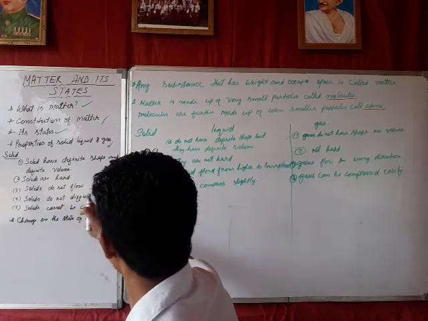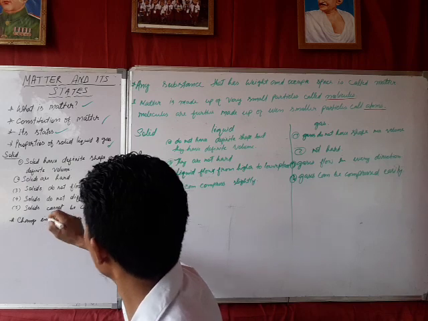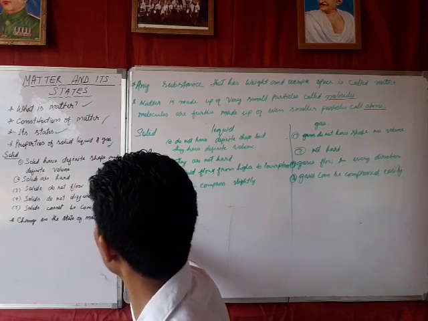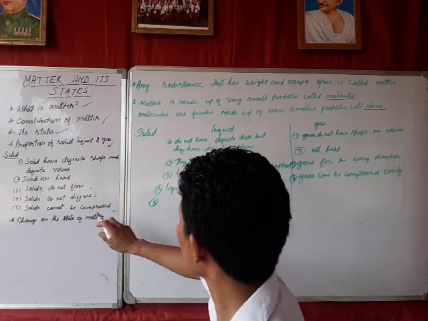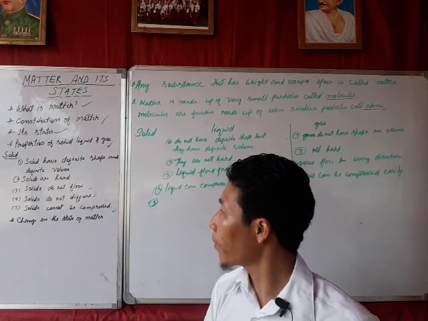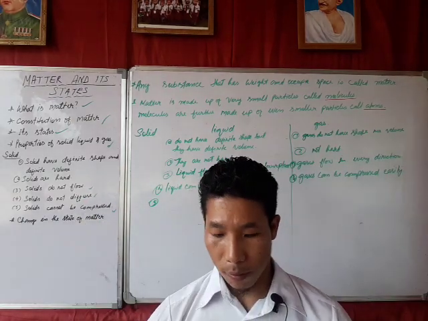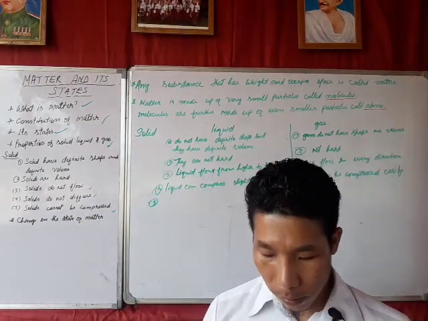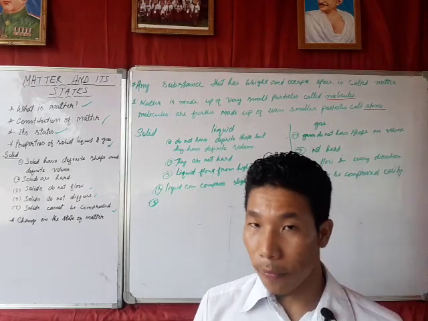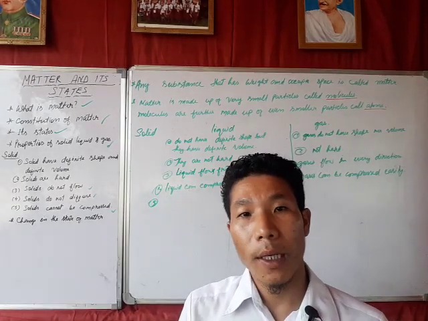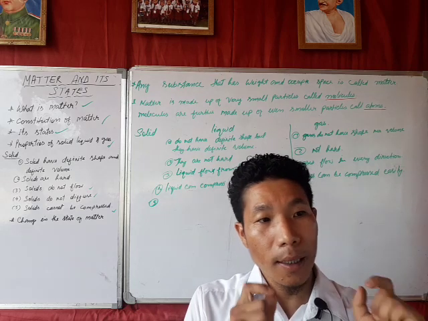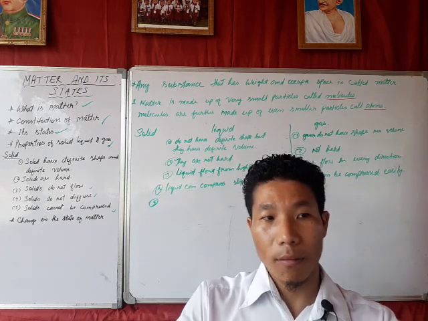Okay, I exchanged the point. Now let's talk about solids do not diffuse. I already took this one. Okay, now this point will become 5. Solids do not diffuse. What is the meaning of diffuse? Diffuse means rapidly spread everywhere.